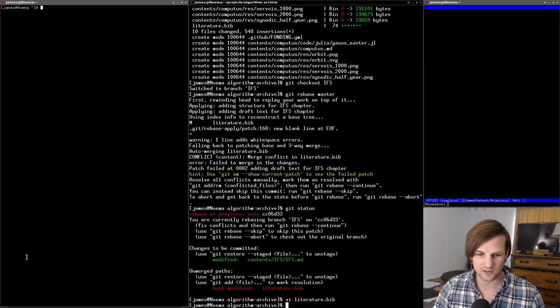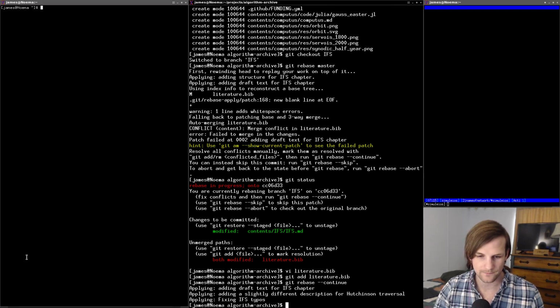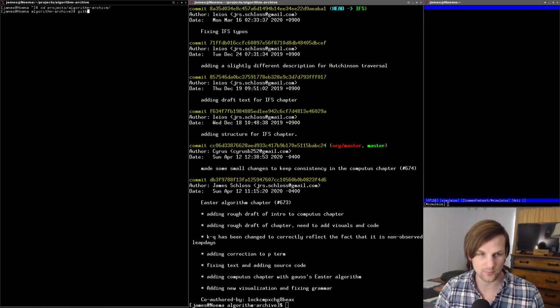Let's go ahead and finish the rebase. Git add literature.bib, git rebase continue, and git log. Okay, seems fine to me. So now what we're going to do is a gitbook serve. Oh, cd into projects, algorithm archive, and we're going to run gitbook serve, and we'll go from there.